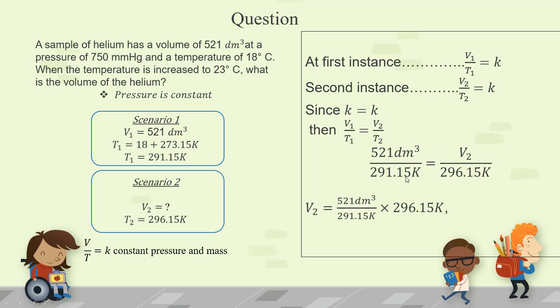From the equation we have set out, we can make V2 the subject of the formula, and now from there it's smooth sailing and we get V2 to be equal to 530 dm cube. Therefore, our observation holds true even in the calculation. Where there is an increase in temperature, there will be an increase in volume once pressure remains constant.